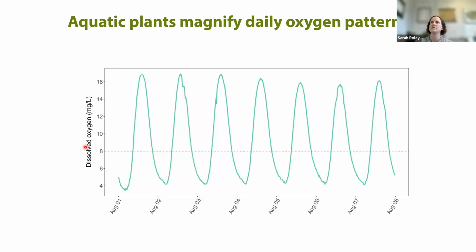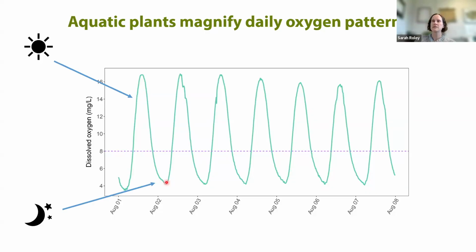The other big thing aquatic plants do is they influence daily oxygen patterns. So this is a typical oxygen pattern in an aquatic ecosystem. So during the day, oxygen is going to go up because photosynthesis is happening. So photosynthesis releases oxygen, it accumulates in the water, and we get a rise in that oxygen concentration. But at night, the only thing happening is respiration. Everybody has to respire, all organisms. So it includes plants. So the plants are respiring, the bacteria are respiring, and oxygen is getting consumed. And so oxygen is going to fall at night.